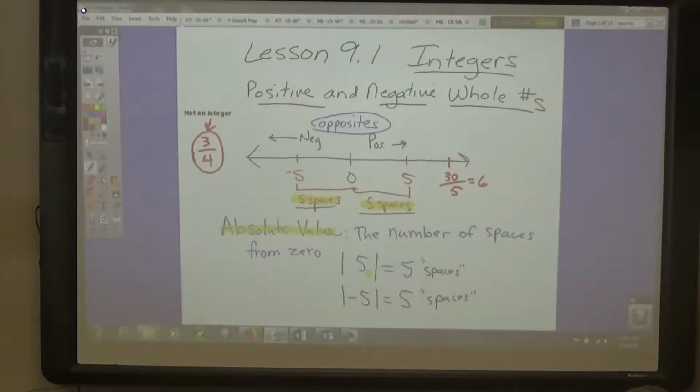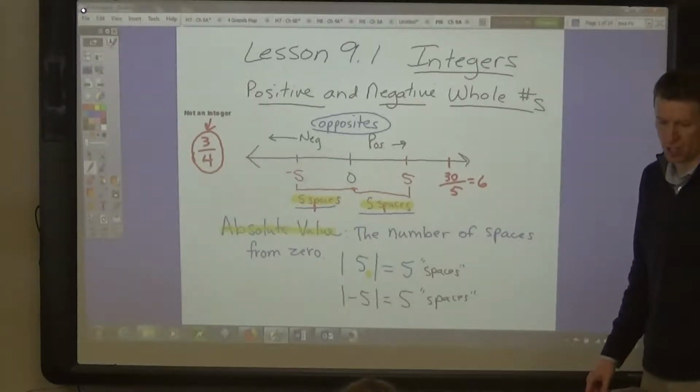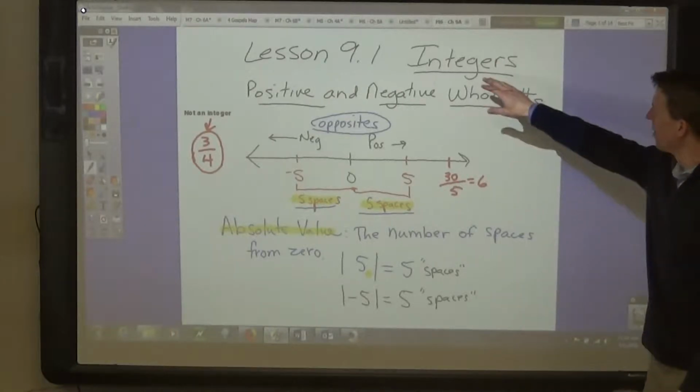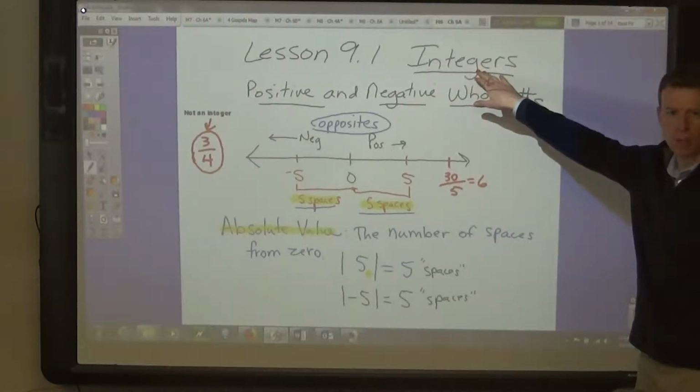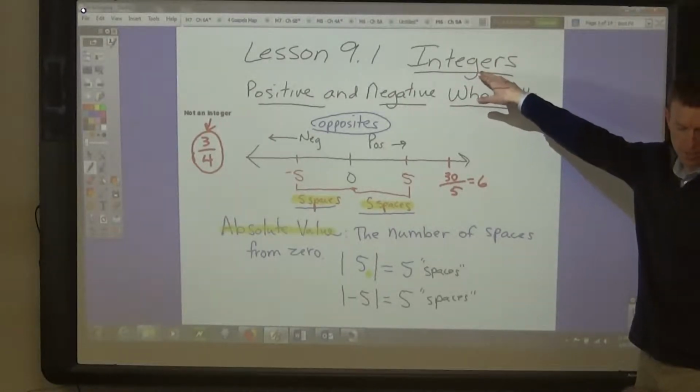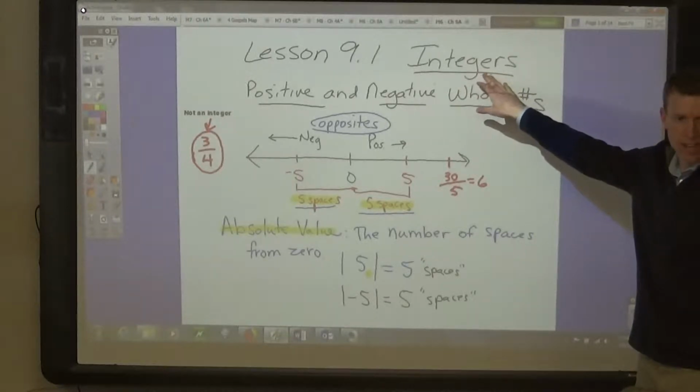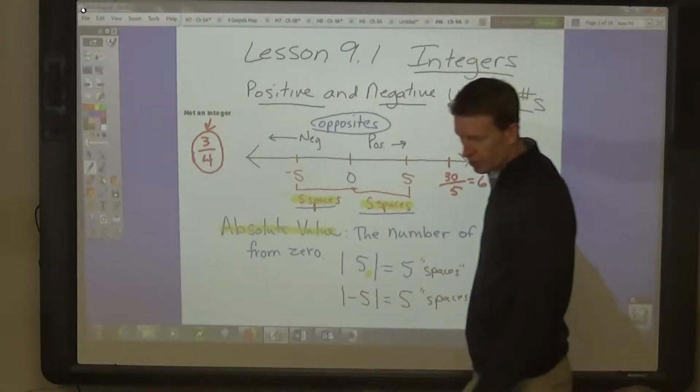Sixth graders, we're going to start chapter 9 today. In chapter 9, we're going to be learning about positive and negative whole numbers. There's a word that means positive and negative whole numbers. The word is integers. Integers are positive and negative whole numbers.